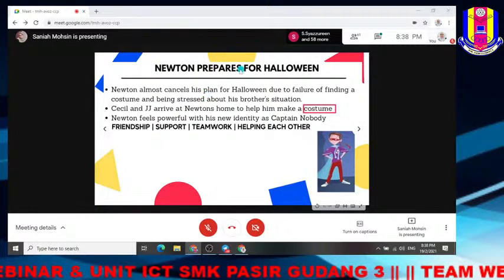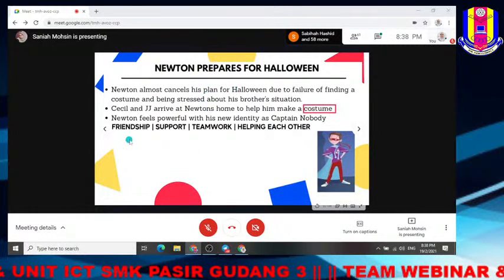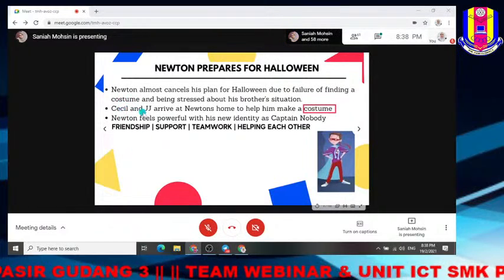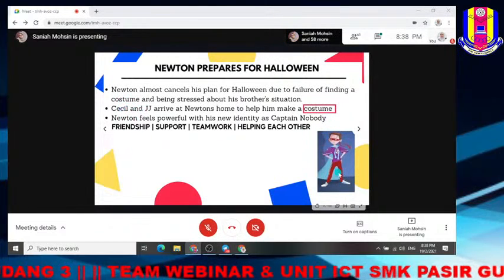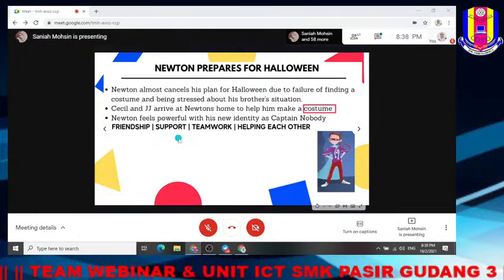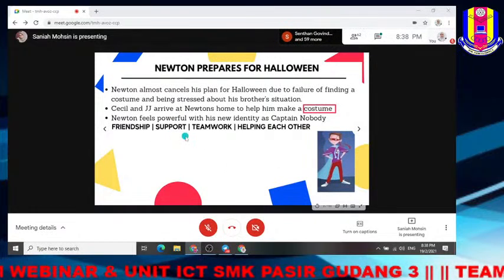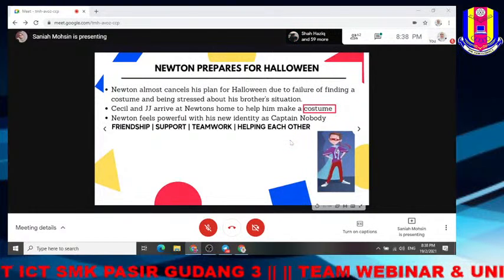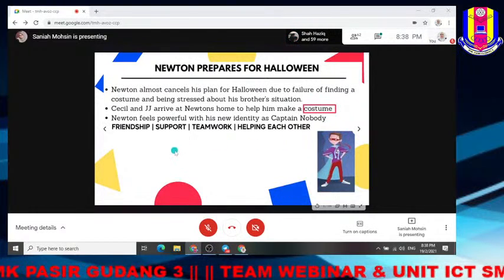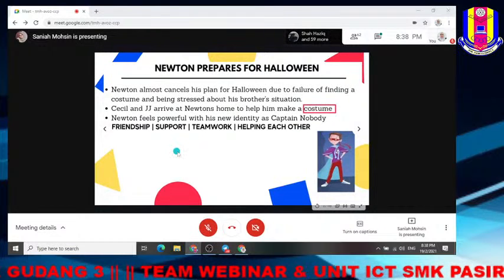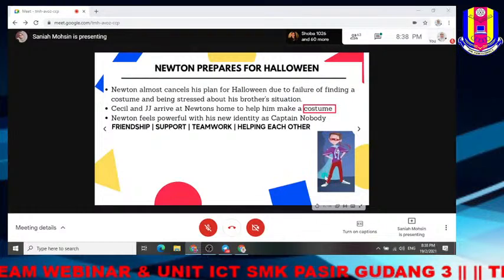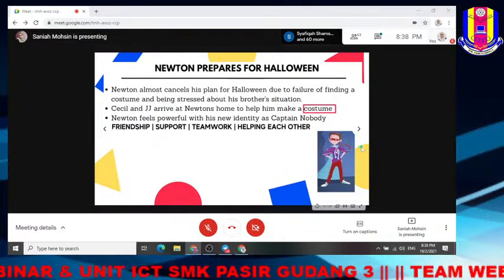So you can remember the event of the costume. You can talk about friendship, the friendship of Cecil and JJ in helping Captain Abadi make the costume. Kita ada support, kita ada teamwork and helping each other. So any question yang talks about friendship, kita gunakan event costume. Macam tadi kalau breakfast about family. So always remember all these main events.